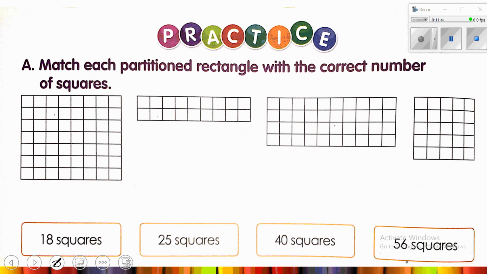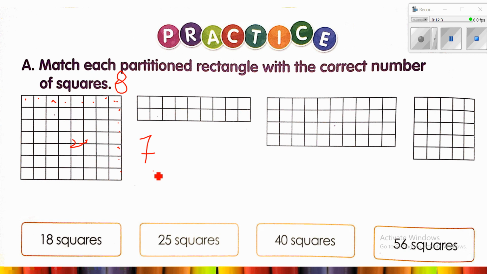Oh my God. See, here is this equation. Match each partitioned rectangle with the correct number of squares. Can you believe that you want to count all of these? No, I have to use my mind and be smarter with multiplication. Teacher told me I have to count the first row. 1, 2, 3, 4, 5, 6, 7, 8. And it is also this column. 1, 2, 3, 4, 5, 6, 7. Now 7 times 8, 8 times 7, it's the same.